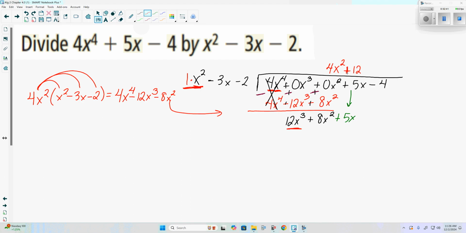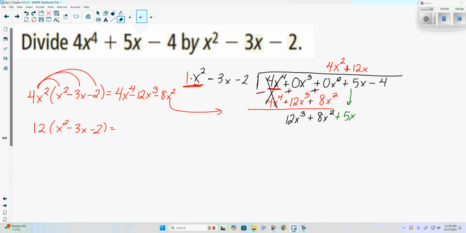Now we need to see what do we multiply by x squared to get x cubed. I have 2 outside, I have 3 inside. It's just x. And really, once we get that first one set up, so x squared, the next term will have x, and the last one's just going to be a number. So we're going to take 12x and multiply our x squared minus 3x minus 2 by it.